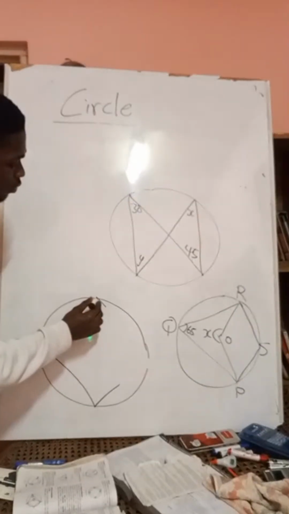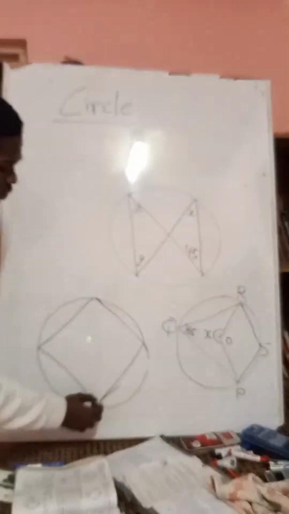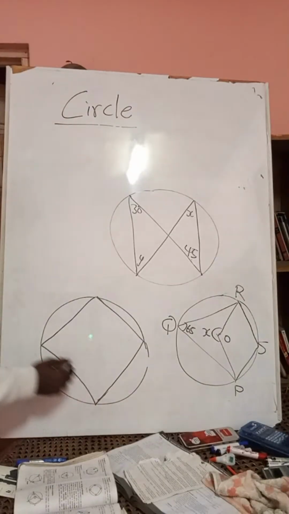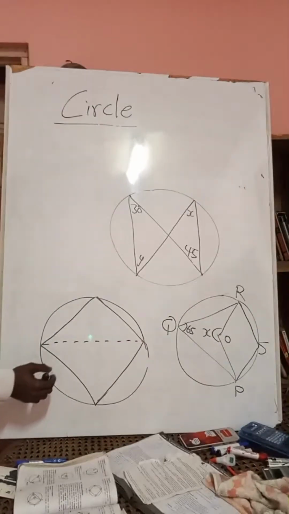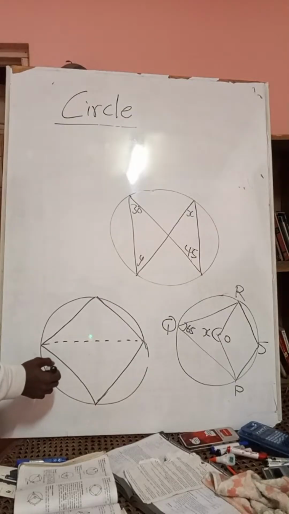This is not drawn to scale. Whenever you are given a diagram question, it's not drawn to scale. They will even sometimes write that it is not drawn to scale. So don't see something and then assume it's this angle. No.